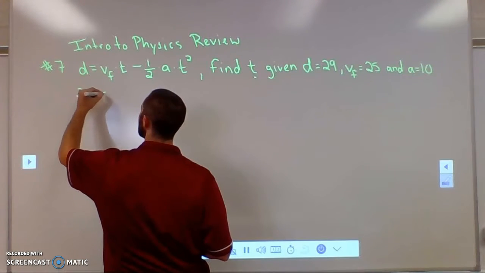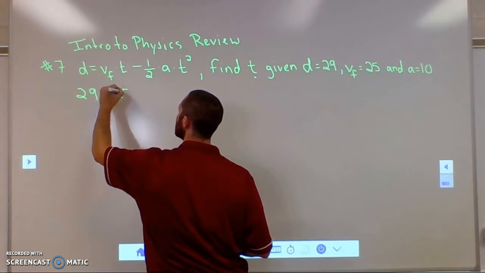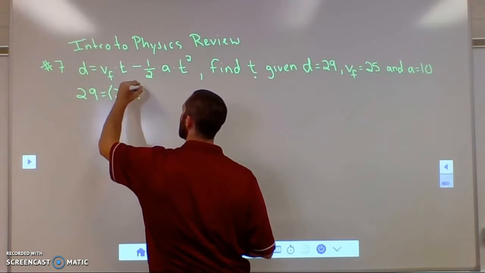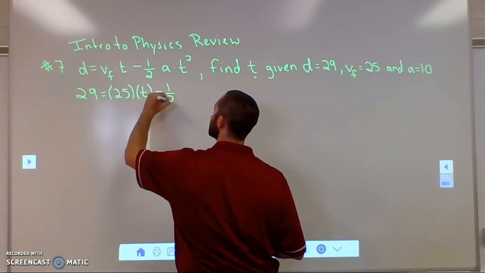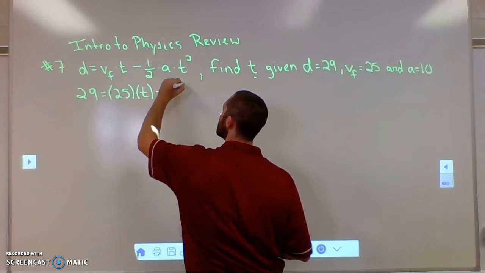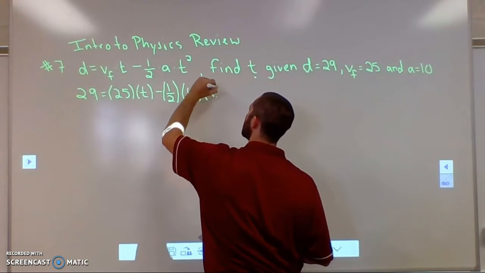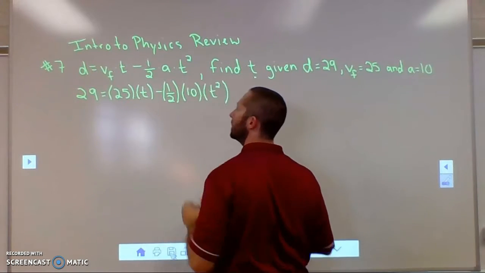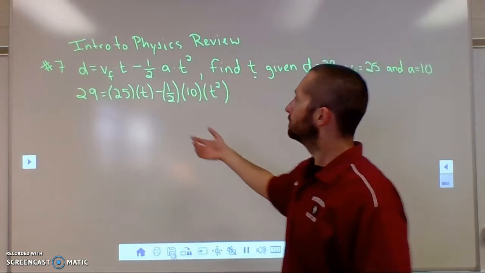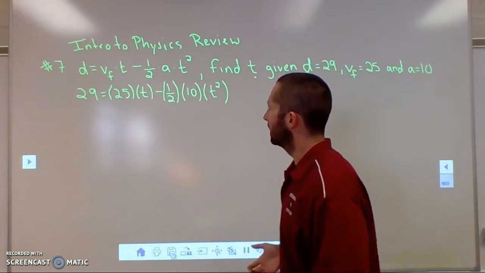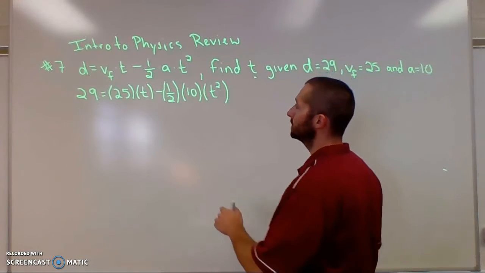So d is 29, equals vf, which is 25, times t, minus 1/2, times 10, times t squared. The reason I'm putting parentheses around everything is so that you can see the factors that we're multiplying together. Once we start to simplify everything, we can start to drop some more parentheses.